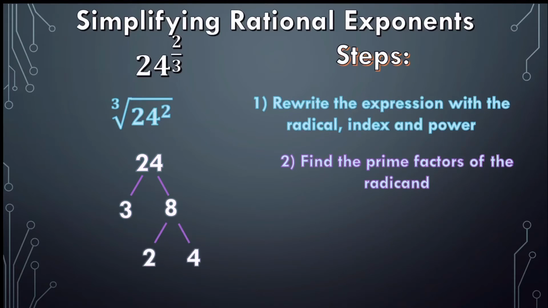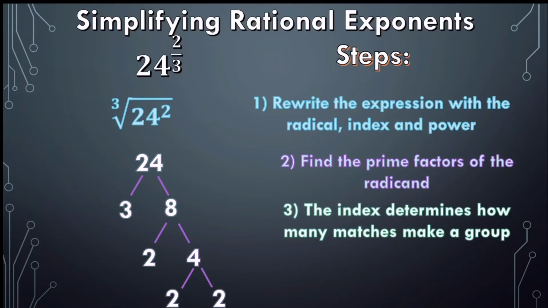2 is prime. So that branch is done. But 4 can be broken down to 2 and 2. Okay? Why do we do this? Well, the index. So on this one, remember your index is the denominator. So in this one, it's a cube. It's going to determine how many matches make a group.